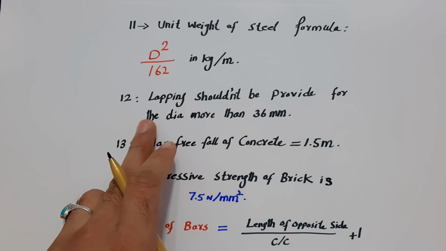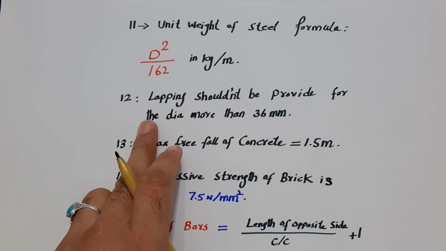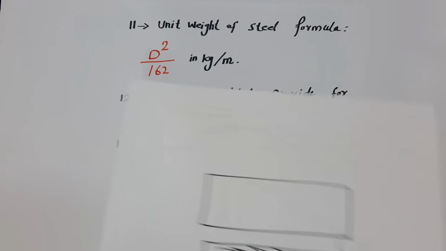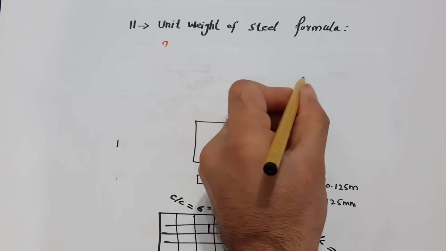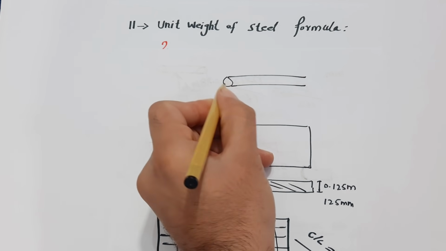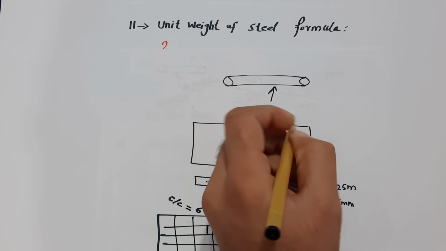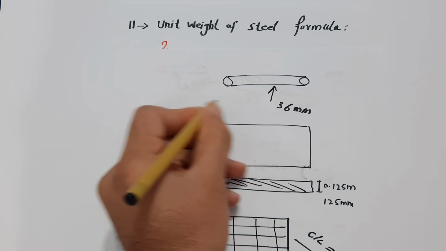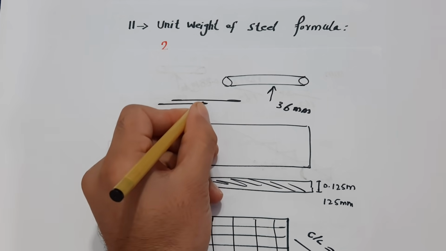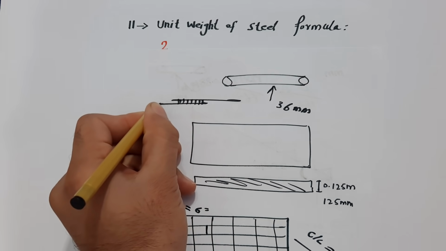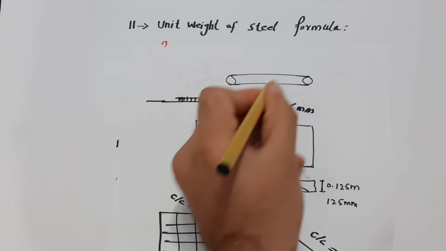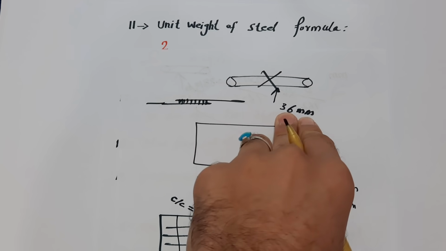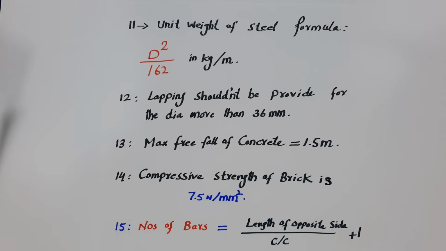Guys, the 12th one is that lapping shouldn't be provided for dia more than 36 millimeter. For example, you can see this is a steel rod. If the dia is more than 36 millimeter, the lapping should not be provided. This is lapping, you can see. Less than this you can use it. For bigger bars you can use the coupler method or any other one.